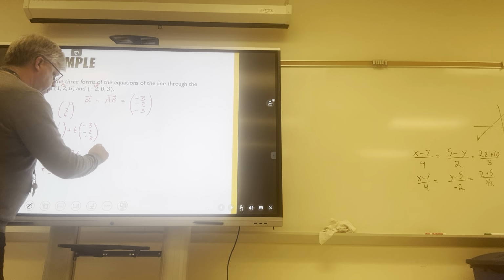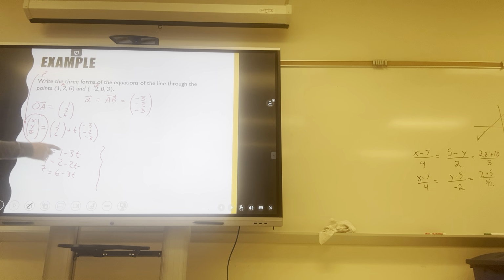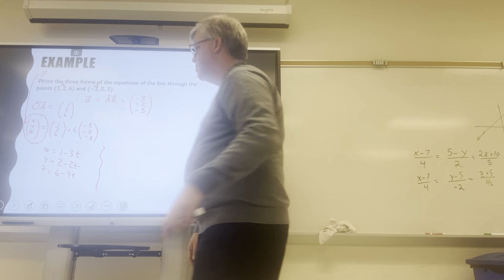Last one is symmetric form. Symmetric form, we just want to isolate the t's and write down what the x, y, and z expressions are that are equal to t. What is t equal to in terms of x?